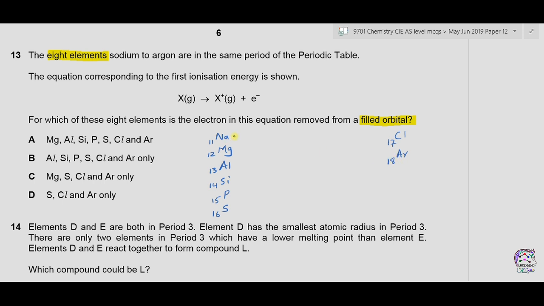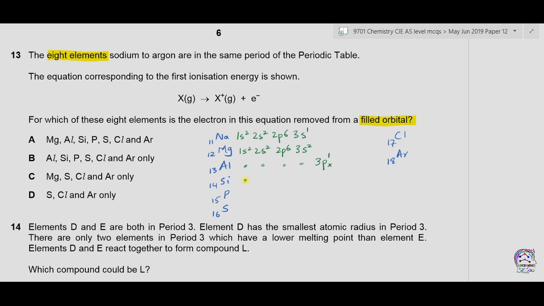The electronic configuration of sodium 11 will be 1s2, 2s2, 2p6, 3s1. For magnesium it will be 1s2, 2s2, 2p6, and 1 electron is added, so it becomes 3s2. Then for aluminum this one will be the same, 3s is also the same. Then we have 3p, which has just 1 electron.